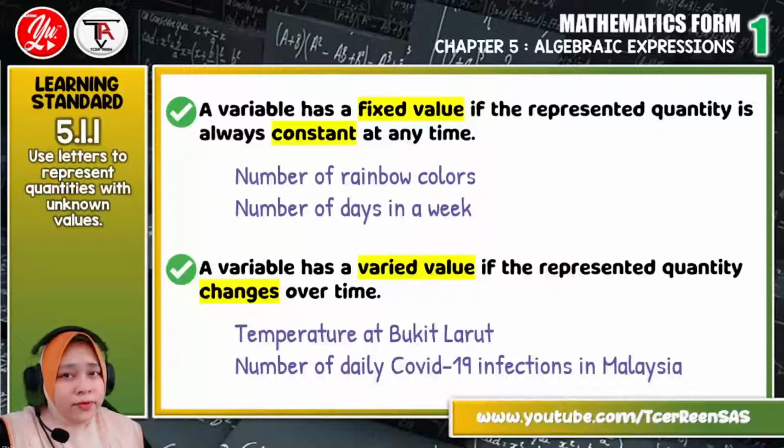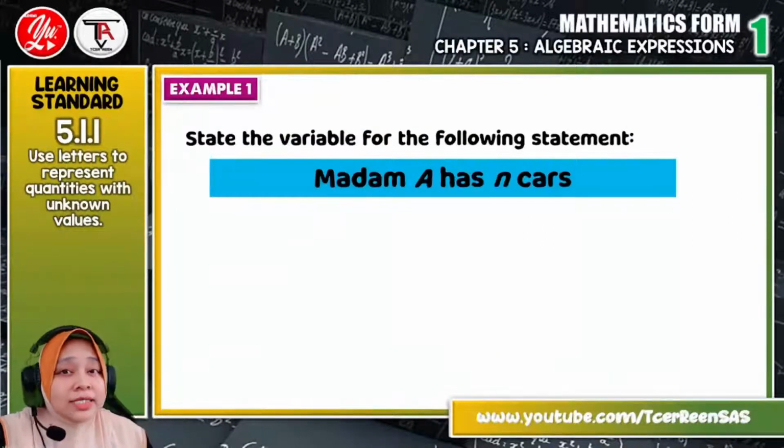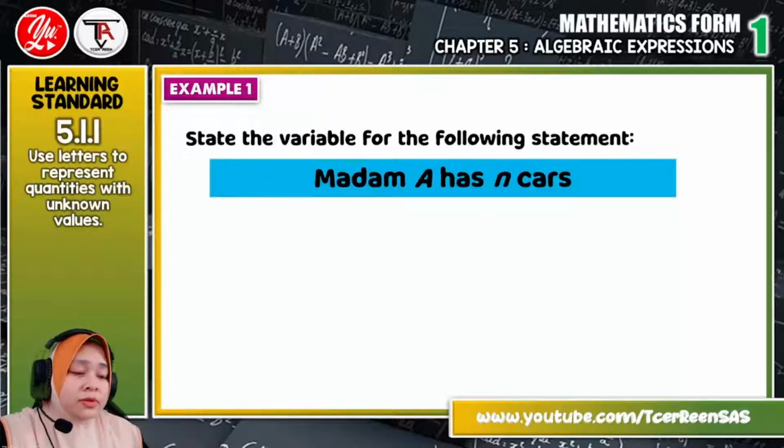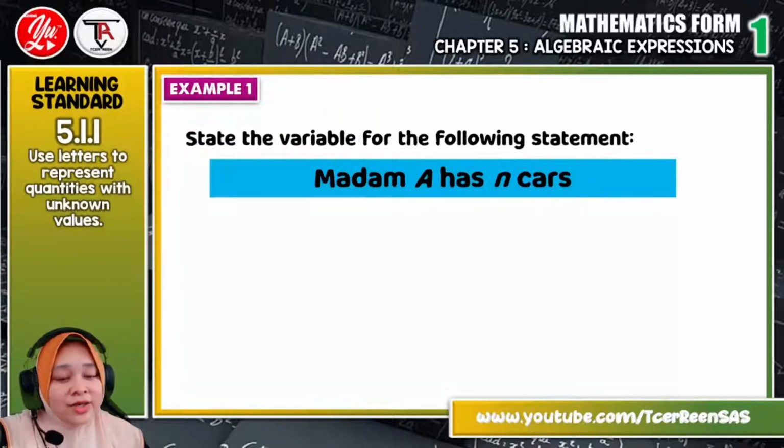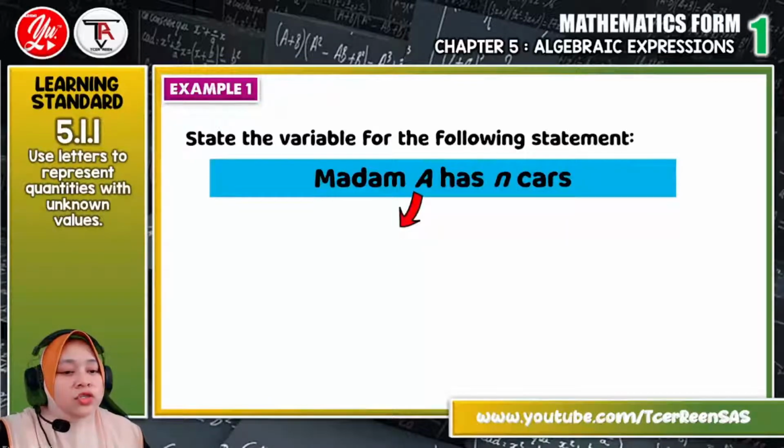Let us see some examples. Example 1. State the variable for the following statement. Please remember that variable is a quantity that we do not know the value of yet. Okay, so here, Madam A has N cars. So here there are 2 alphabets, A and N. Which one from A and N is a variable?